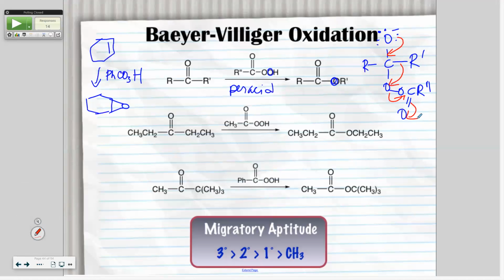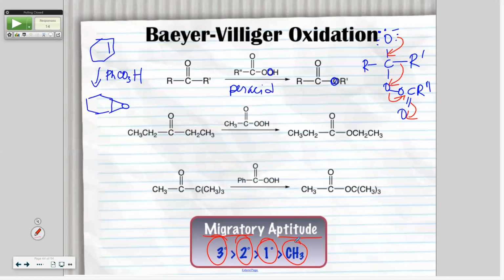Okay, where did we see migration before? When we were making carbocations more stable, right? And we moved hydrides and we moved R groups, R minus, and fancy things like that. Okay, so it's very similar, except we don't have a carbocation. And this time, the migratory aptitude: tertiary migrates better than secondary, than primary, than methyl.